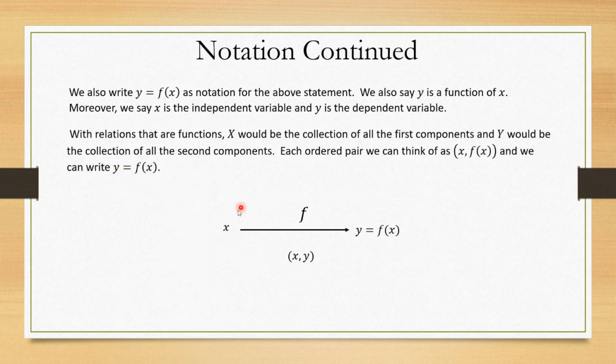And this is just something else people write. I like writing this. The idea is that x goes into the function f. What you get back is f of x, y equals f of x. It's something in the set Y, which is usually the collection of real numbers. But we write y equals f of x. And the ordered pair we have is x comma y.